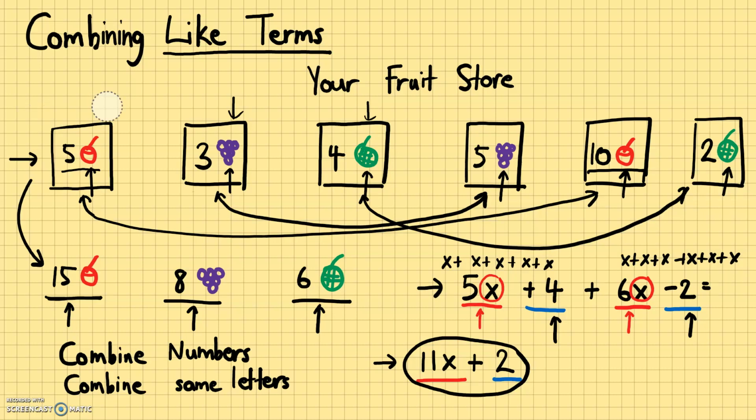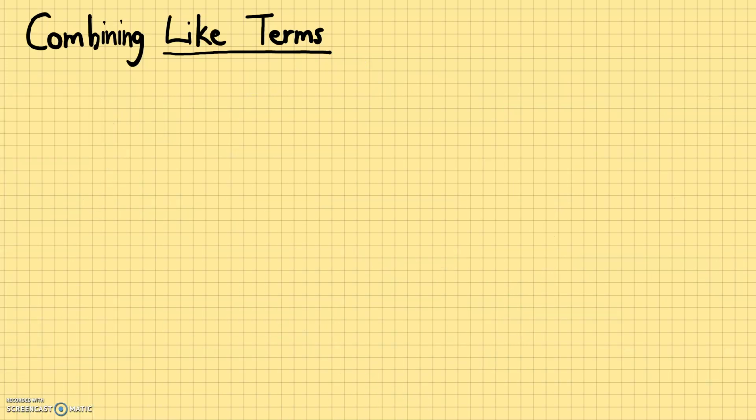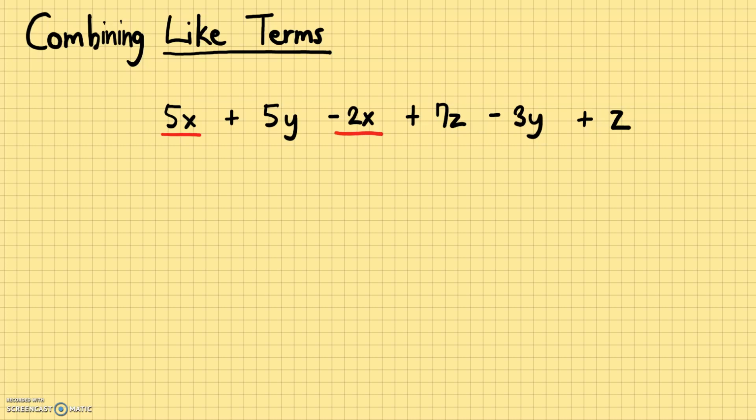Okay, let's try another example. All right, let's say we have 5x plus 5y minus 2x plus 7z minus 3y plus z. Okay, so right away you see that we have a lot of different letters here. We have the x's, we have another x here, we have y here and here, and we have z's here and here.